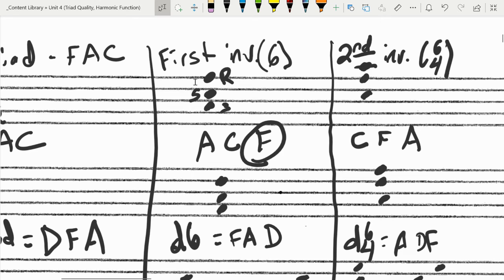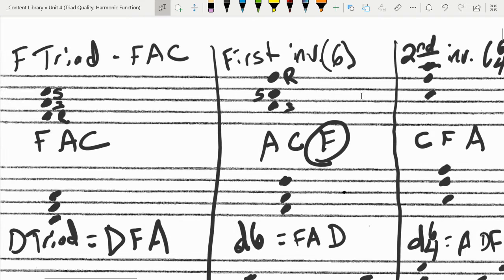Now the 5th of the chord, which is the C, is in the bottom. So now we have a 6 and a 4th above. So that would be second inversion with the fifth in the bass and a sixth above and a fourth above. That'd be F major 6/4, C, F, A, with the fifth of the chord in the bottom.